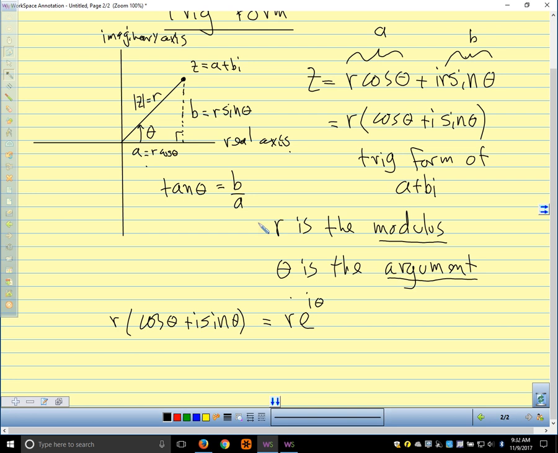All right, so let's look at a couple of examples of converting back and forth from standard form, a plus bi form, to trig form, or from trig form to complex form. And then we might be thinking, well, why in the heck would we ever want to do this? And we'll start talking about that.